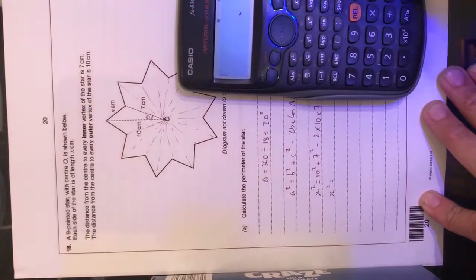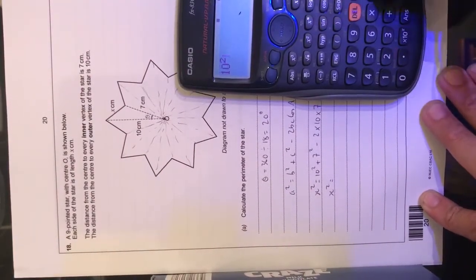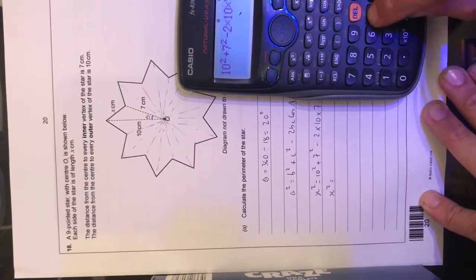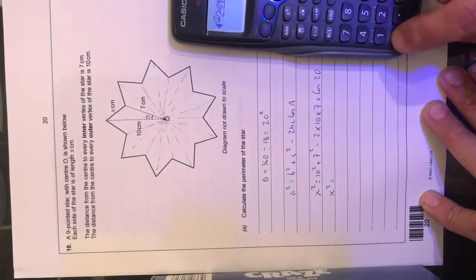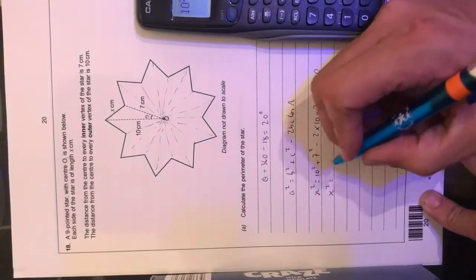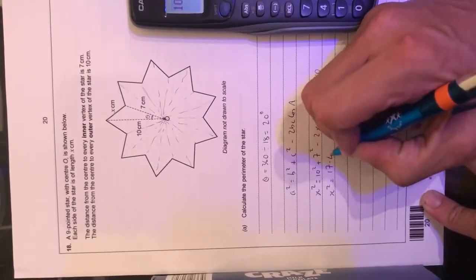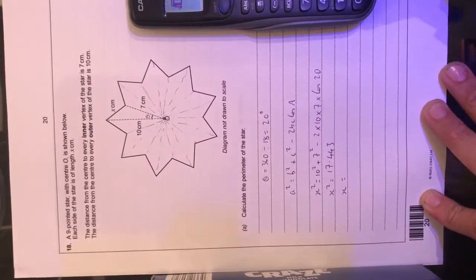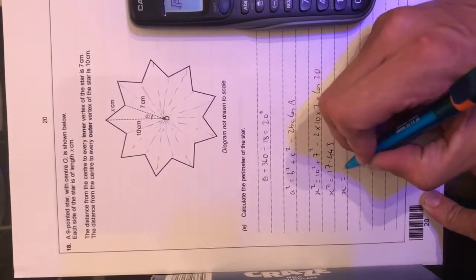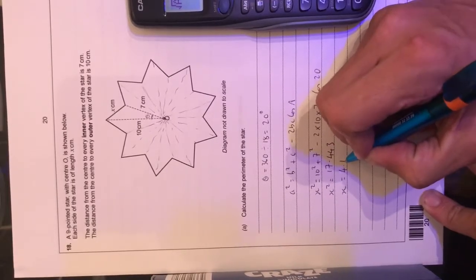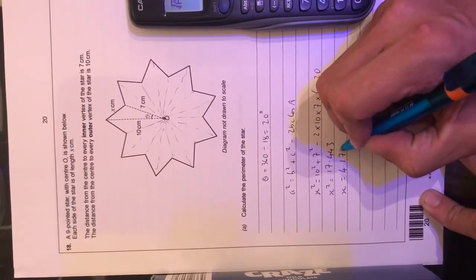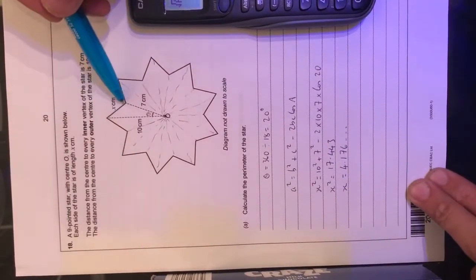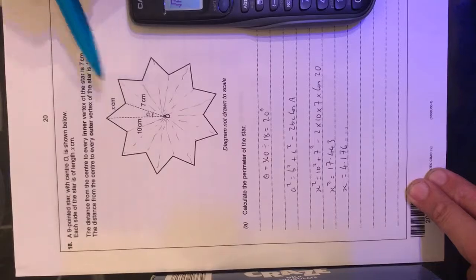Then we just plug all that into my calculator. Make sure your calculator is in degrees. So we've got 10 squared plus 7 squared minus 2 times 10 times 7 times the cos of 20, and that gives me an answer of 17.443. And then to work out x, we just need to find the square root of that, which gives me an answer of 4.176, and so on.